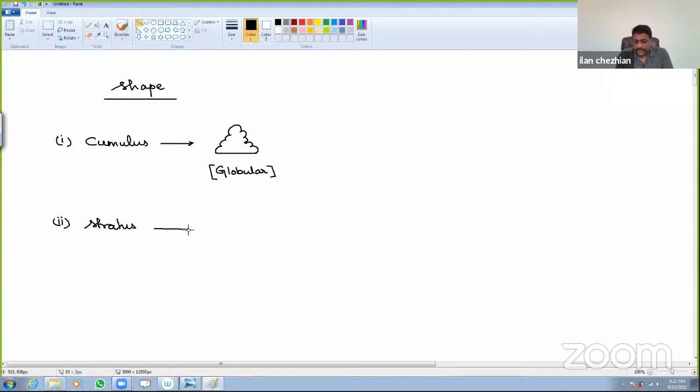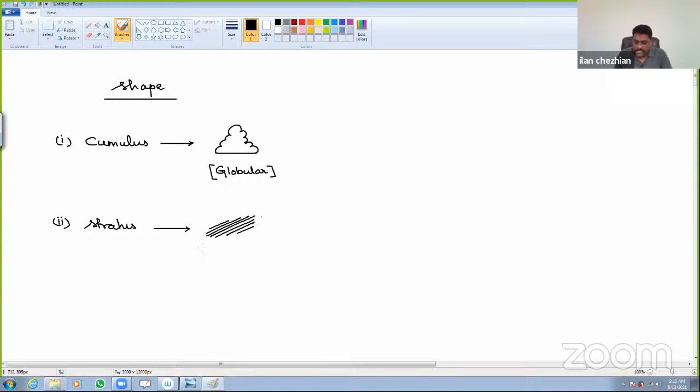Stratus cloud. So how exactly will the stratus cloud look, I'll tell you. Stratus cloud is more like a sheet-like cloud, my friend. They are more horizontal in nature. Try to remember it. Even I'll go for a different representation. So the stratus cloud is more of a sheet-like structure. It's more horizontal in its extent.